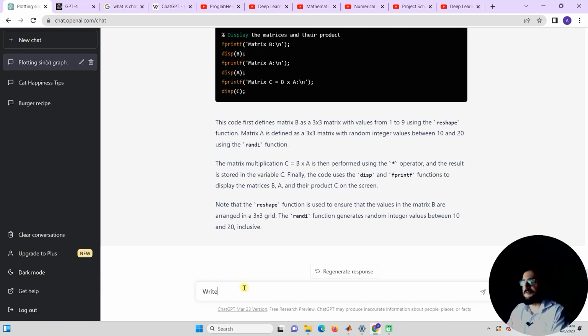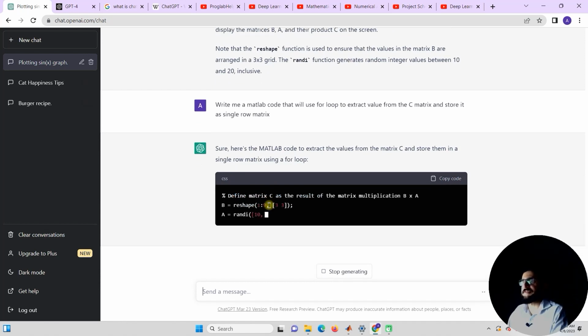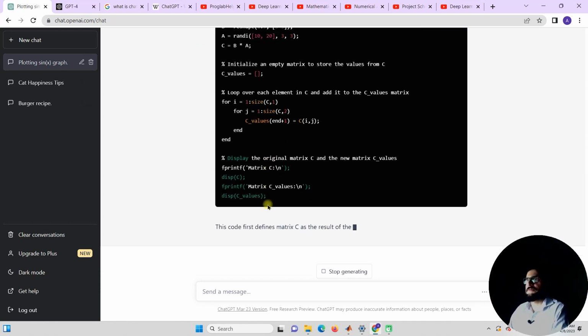Okay, write me a MATLAB code that will use for loop to extract value from the C matrix and store it as a single row matrix. Okay, ChatGPT seems quite confident.